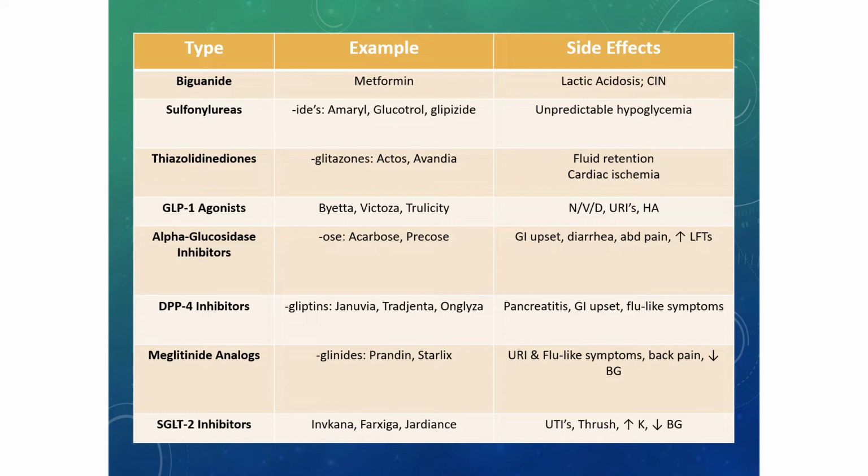There's sulfonylureas such as Amaryl, Glucotrol, glipizide. These can cause unpredictable hypoglycemia, especially in a patient admitted to the hospital who has an underlying inflammatory or infectious condition, and we know that they're not going to be eating predictably or their appetite's decreased at certain times, so sulfonylureas really aren't a good choice.